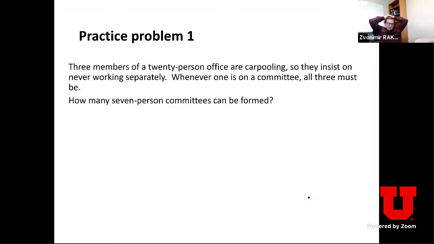So we have 3 members of a 20-person office and they're carpooling, and so they insist on never working separately. Which means that whenever one is on a committee, all 3 must be on the committee as well. And now the question is, how many 7-person committees can be formed in this 20-person office?